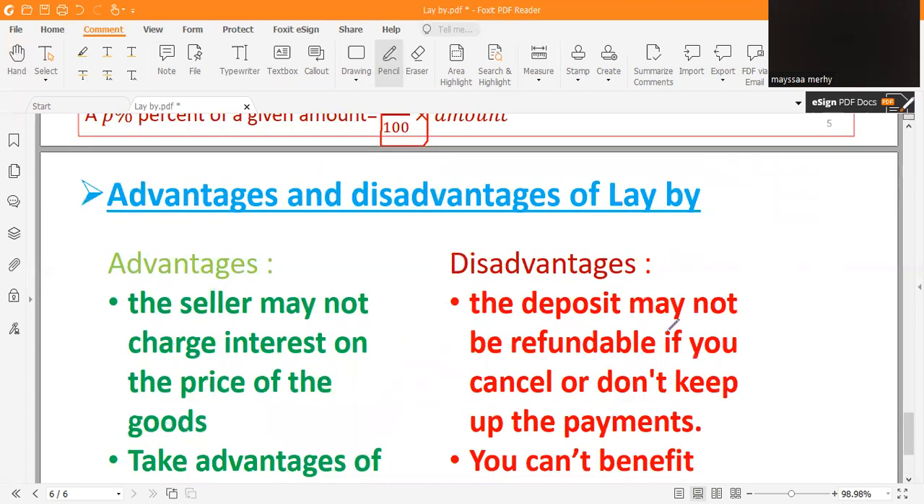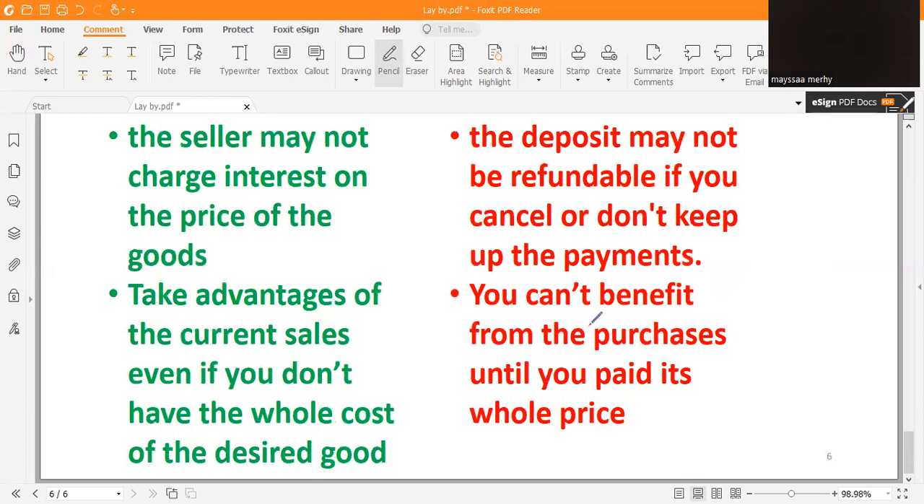As disadvantages, the deposit may not be refundable if you change your mind and cancel the current purchase. Also, you can't benefit from the purchase until you have paid its whole price.